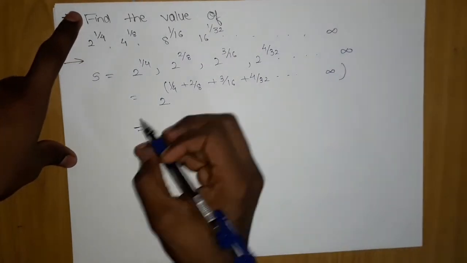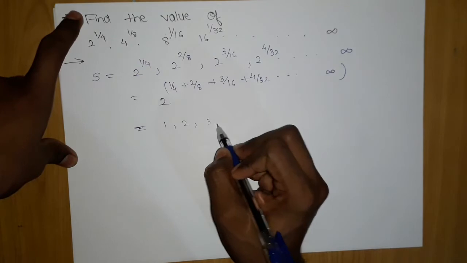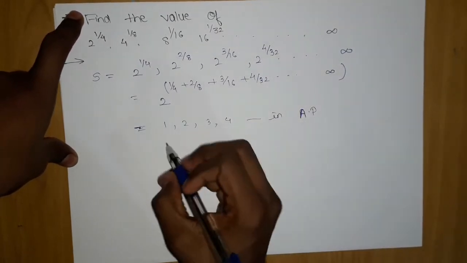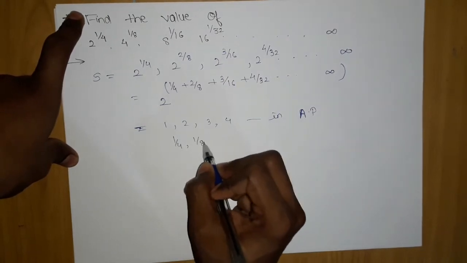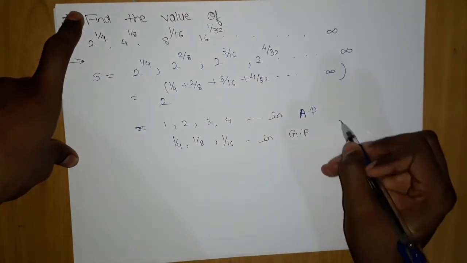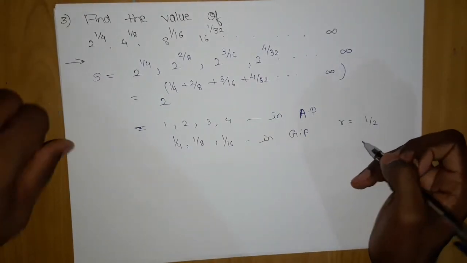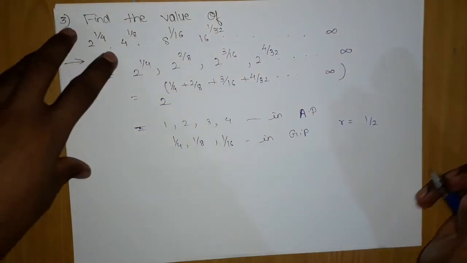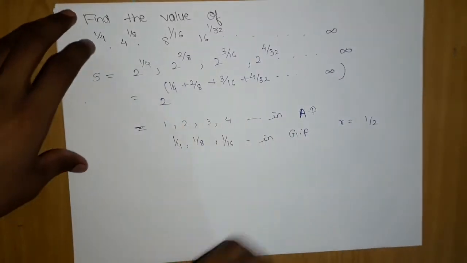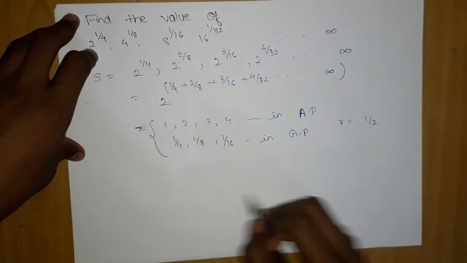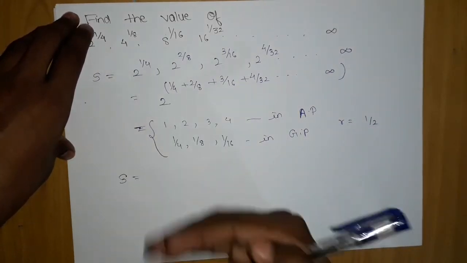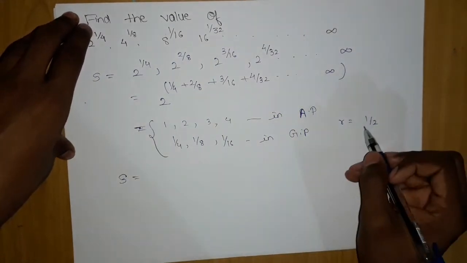So after this you can see that 1, 2, 3, 4 are in AP. Although you don't need to find the Tn term, remember that 1 by 4, 1 by 8, 1 by 16 are in GP with R as 1 by 2. R is 1 by 2. Please keep it in mind. So we got this thing which is very important, that R is 1 by 2. After understanding this, what can we do? We can do one thing: we will multiply this by 1 by 2.